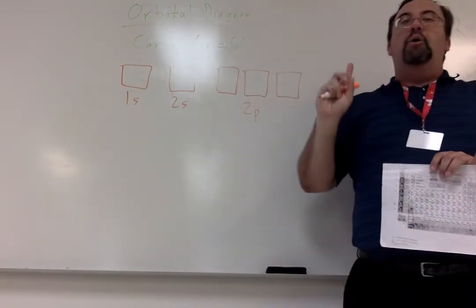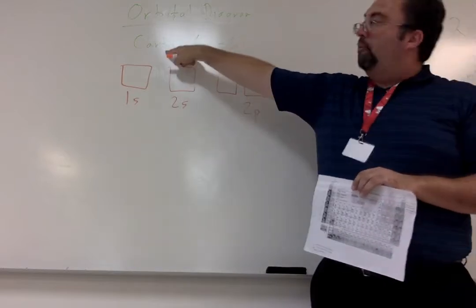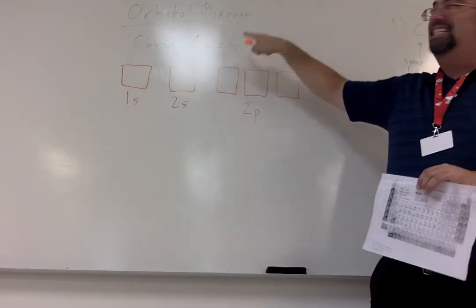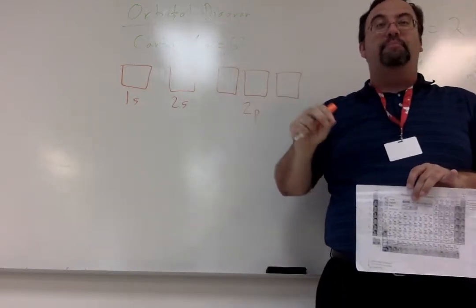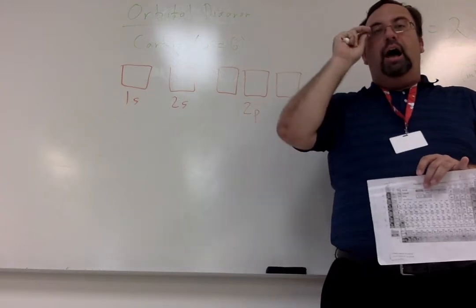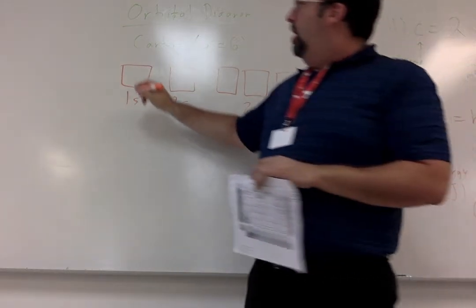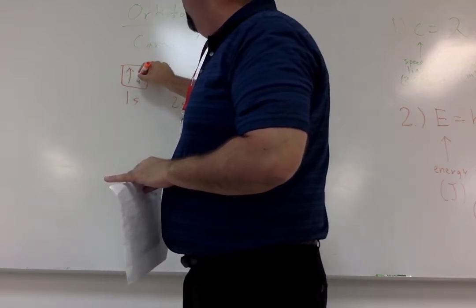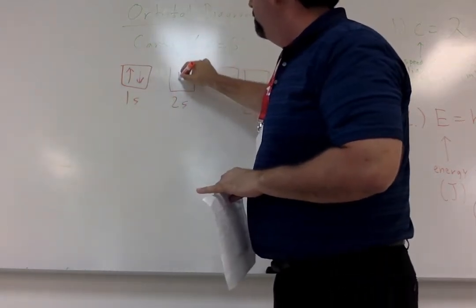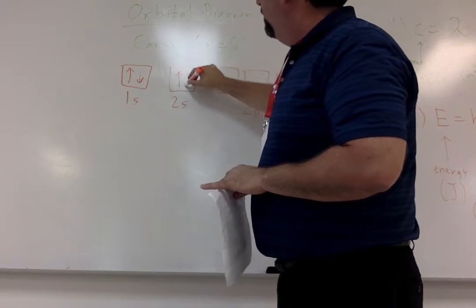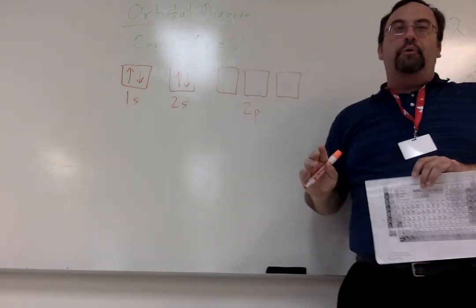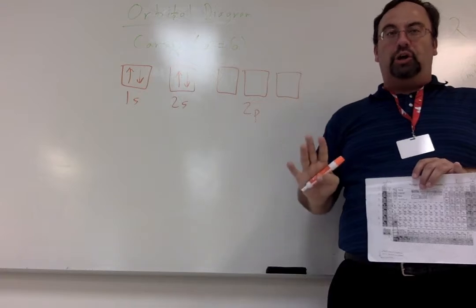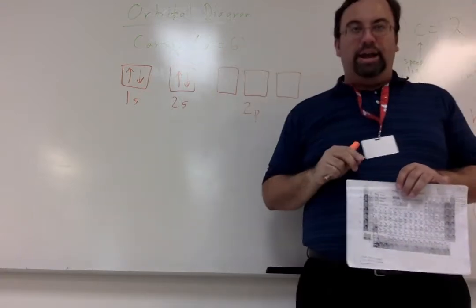Remember again that for carbon, the electron count here is 6. And so we're going to start filling up the boxes with the arrows. We're going to put an electron here pointing up, an electron here pointing down, another electron pointing up here, another electron pointing down here. Notice now we've filled in 4 electrons, and so 6 minus 4 is 2.